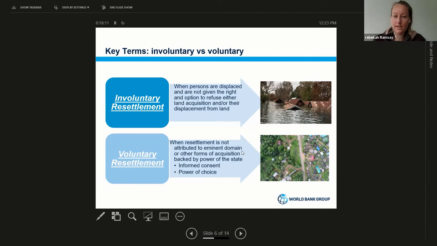So if we're thinking about voluntary resettlement or voluntary land acquisition or voluntary displacement, this is a situation where people are genuinely able to say, no, I don't want this piece of land to be taken. And then the project can say, no problem. We're going to simply use design features to change the project a tiny bit, and we can nonetheless continue with the project. That's an example where it is voluntary.